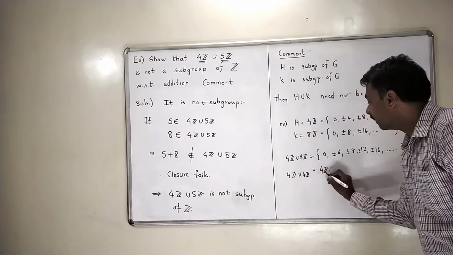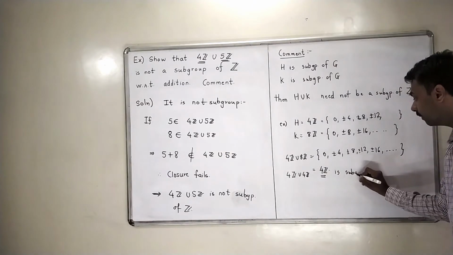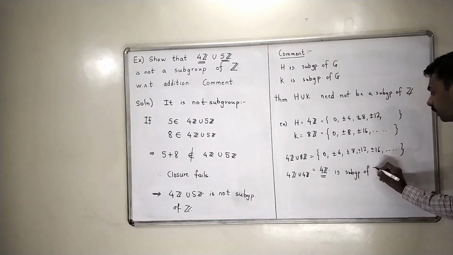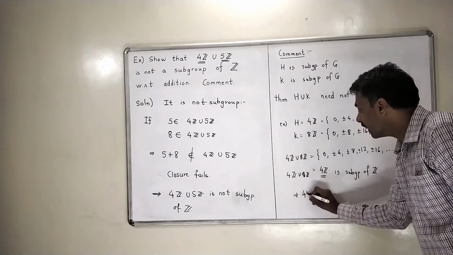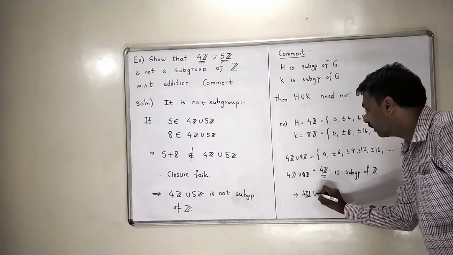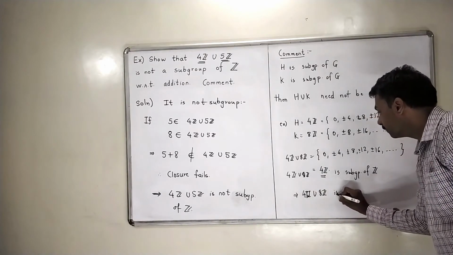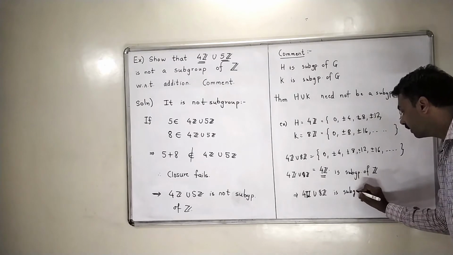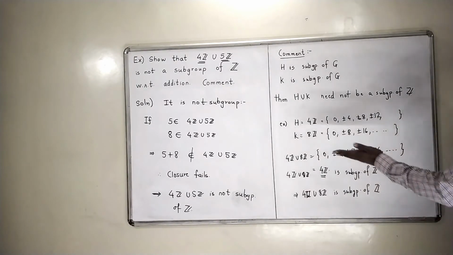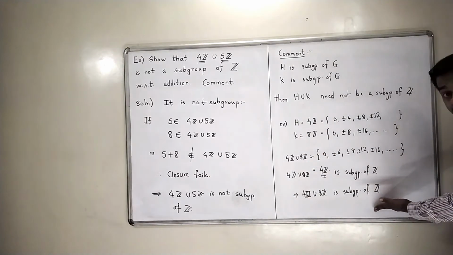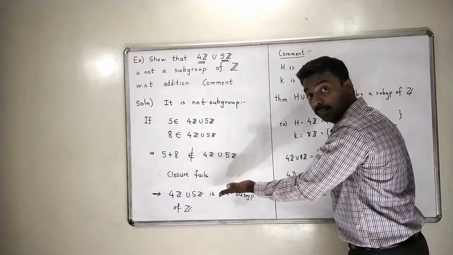So 4Z union 8Z is equal to 4Z, and I know that 4Z is a subgroup of Z. So my conclusion is that 4Z union 8Z is a subgroup of Z. So it may happen sometimes that the union can be a subgroup of Z. For examples like the earlier one, the union need not be a subgroup of Z.